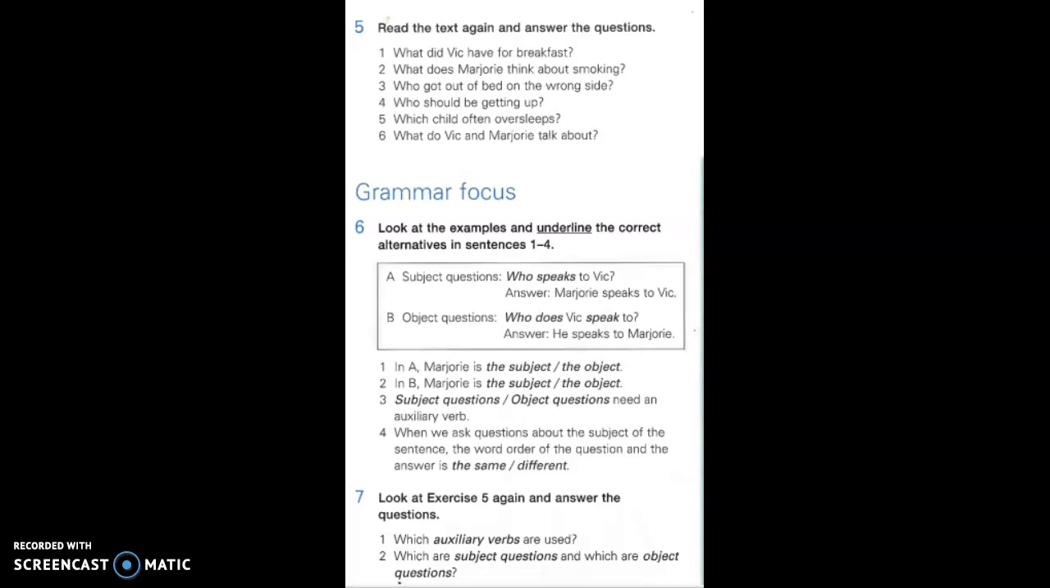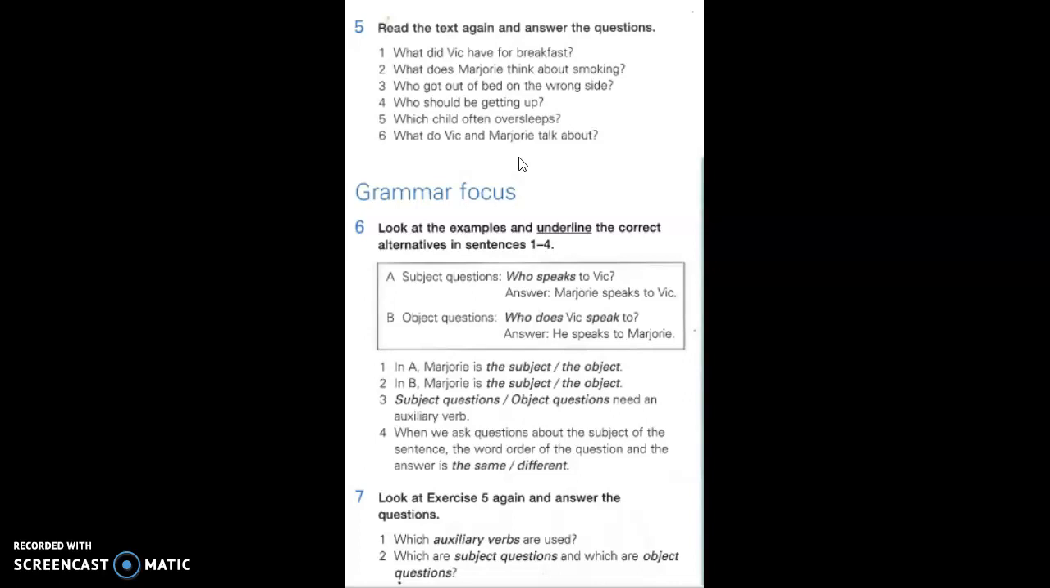Now we can focus on pronunciation. So I think these questions from exercise 5 from the reading, again, are useful to use for our pronunciation. So taking their attention away from the written form, drill these sentences. Okay, so what did Vic have for breakfast? What did Vic have for breakfast? Get them to repeat. Listen out. Where's the sentence stress? What did Vic have for breakfast? Vic and breakfast, etc.